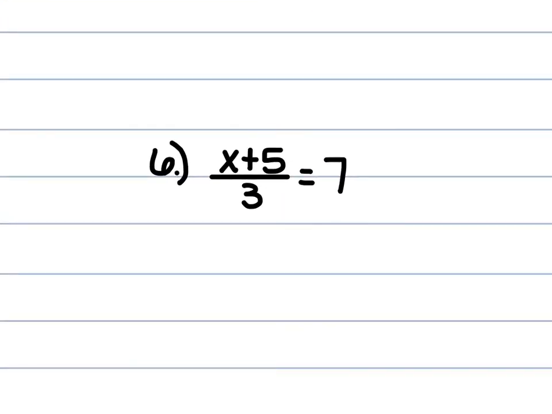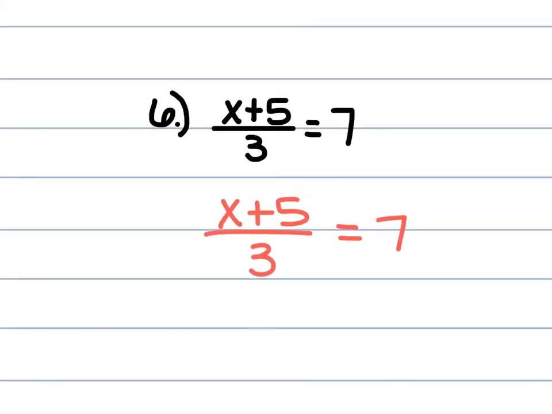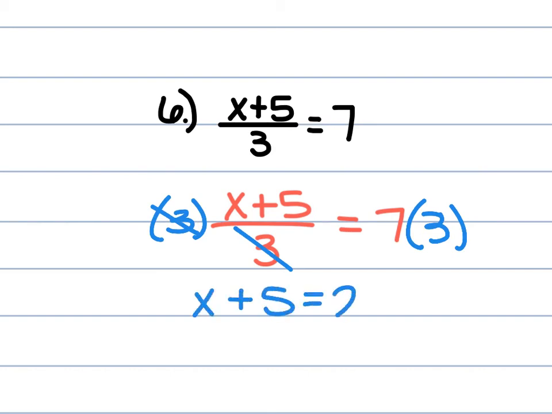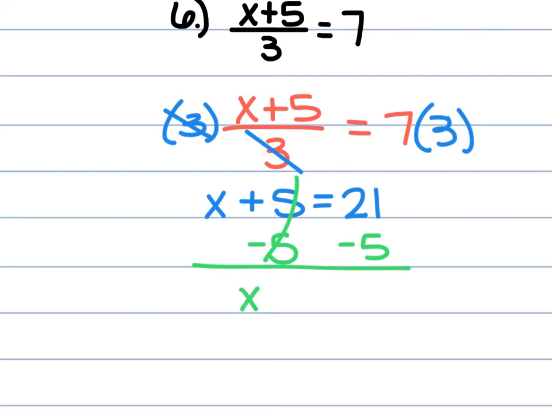For 6, we have x plus 5 over 3 is equal to 7. So again, I'm going to just rewrite this so it's easier to see everything happening. From here, I'm going to get rid of that 3 in the denominator. Instead of it being there, I'm going to multiply each side by 3, which will cancel out the 3 in both the denominator and the whole number to leave us with x plus 5 is equal to 21. From here, we're going to subtract 5 from both sides, and we get that x is equal to 16.